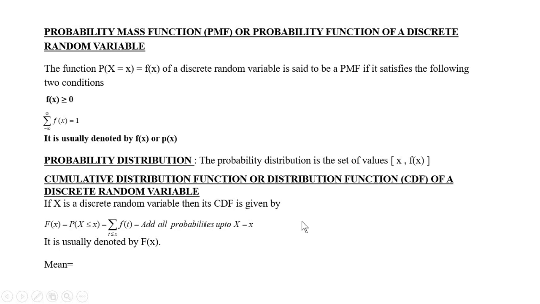Now let us discuss mean. Mean is x_i times p_i. Add all those products, you get mean.